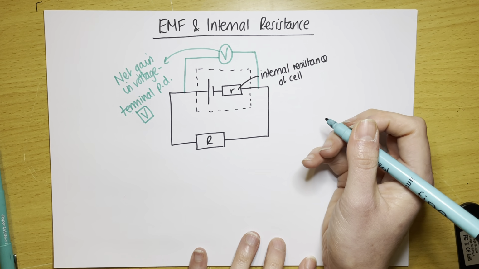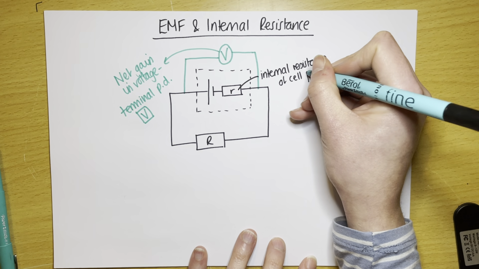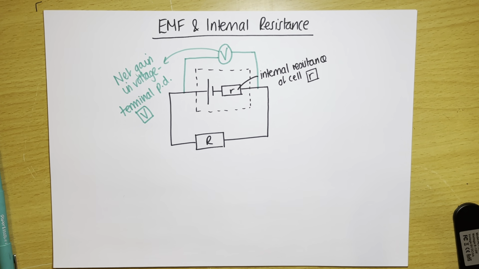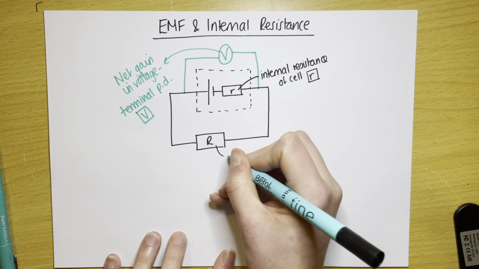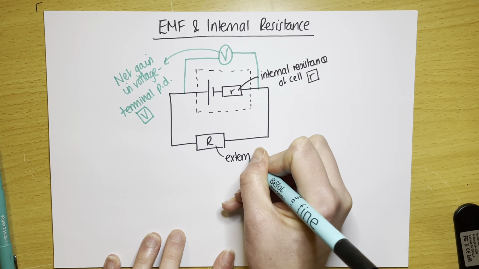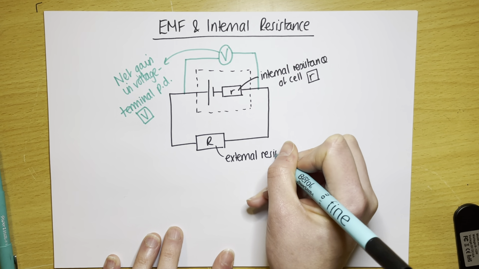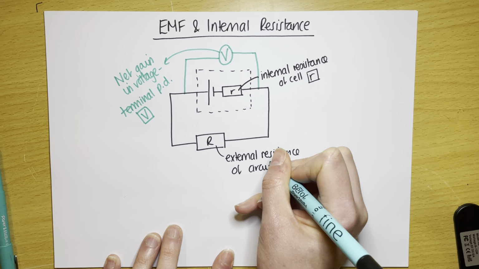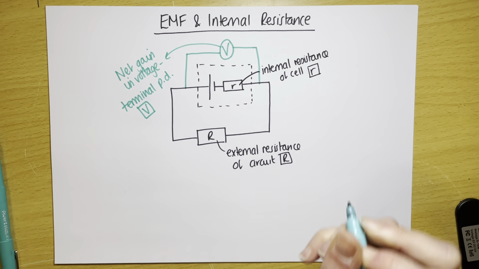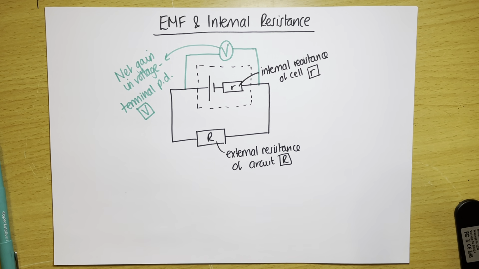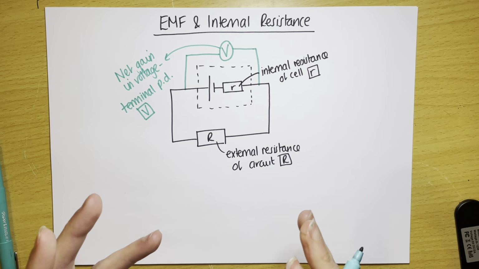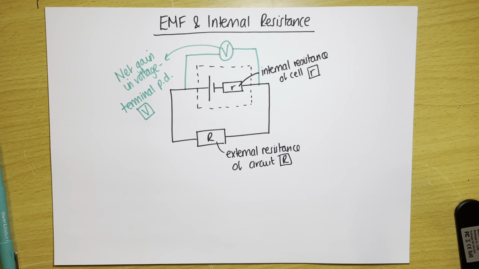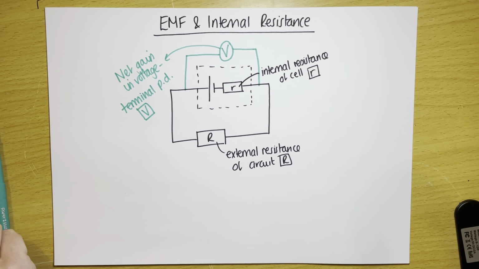The internal resistance of the cell has the symbol, as you can see there, little r, and that's to distinguish it from big R, which is the external resistance of the circuit. That could be just one resistor, but it could be a network of resistors and components. What we do is simplify them all down to one equivalent overall resistance to make our life a little bit easier. So R is the external resistance of the circuit.